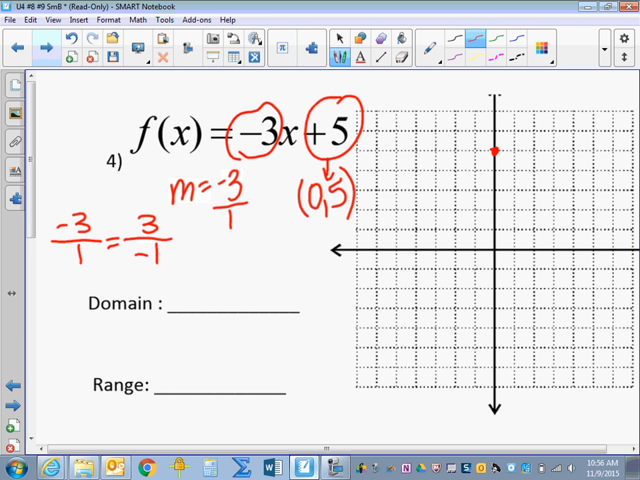Right? So if I attempt to go down 3, down 1, 2, 3, to the right 1, down 1, 2, 3, to the right 1, down 1, 2, 3, to the right 1. If I try to go up 3, I end up off my graph. You can still approximate it, though. Right. Up 3 to the left.